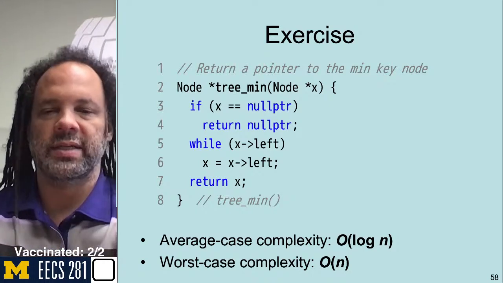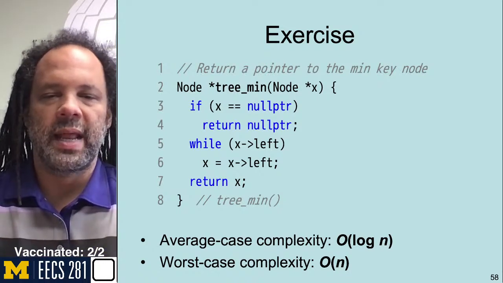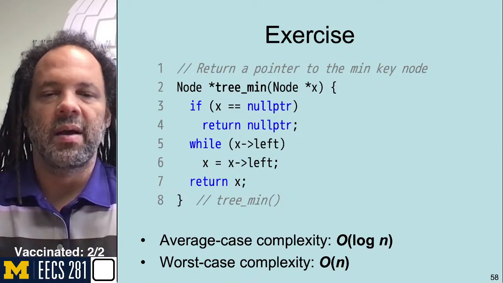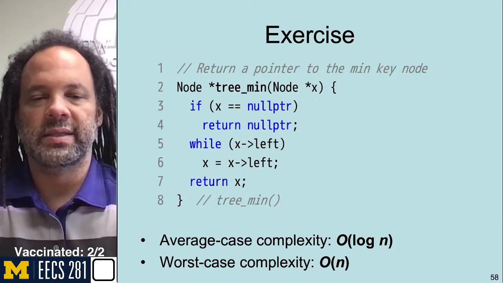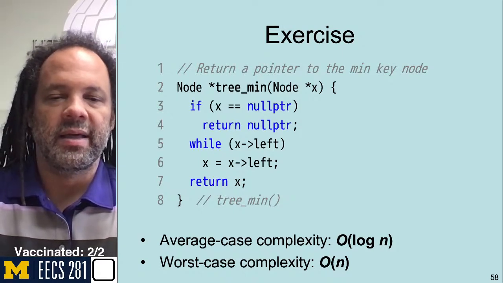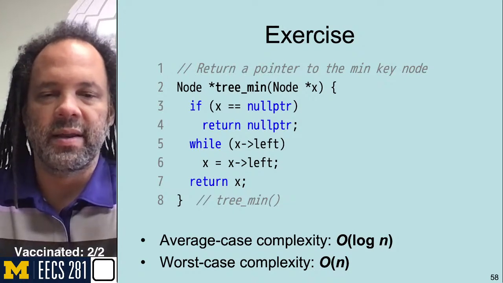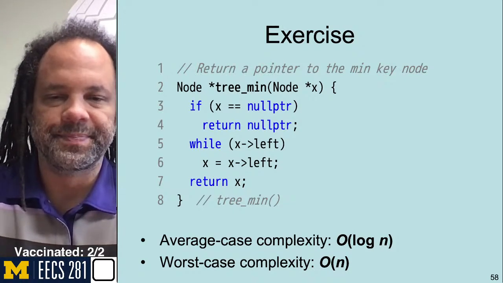I strongly suggest that. Either way, you should be able to get that down to an average case complexity of log n and a worst case complexity of n. This is completely dictated by the height of the tree, because on average it has to do with where that leftmost item is.